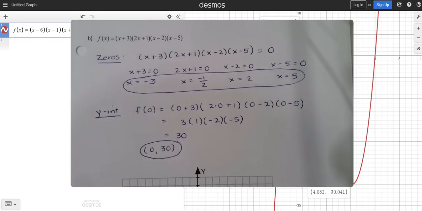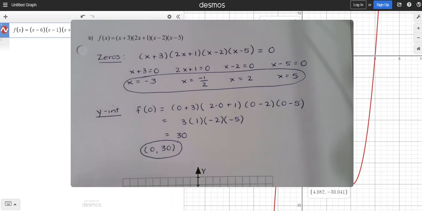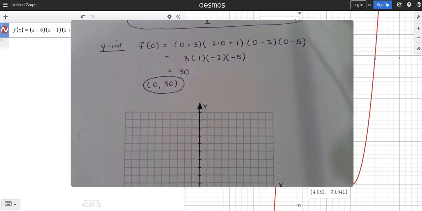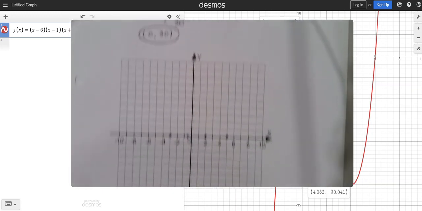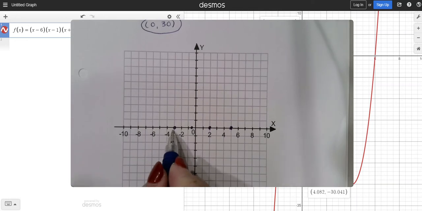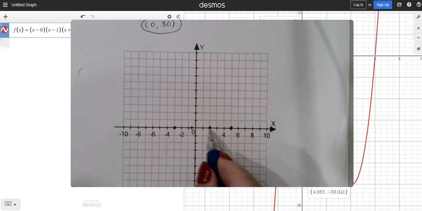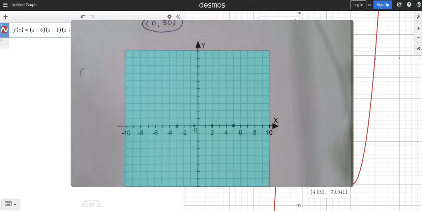I'm going to put the x-intercepts on my graph right now. Again, I'll hold off on the y until I find out what kind of scale I'm going to use. But negative 3, negative 1/2, 2, and 5. Sorry, there they are. Negative 3, negative 1/2, 2, and 5 are my x-intercepts. My zeros, really, but I know how to turn those into x-intercepts.